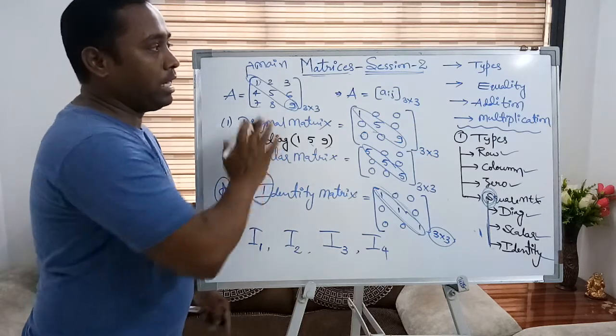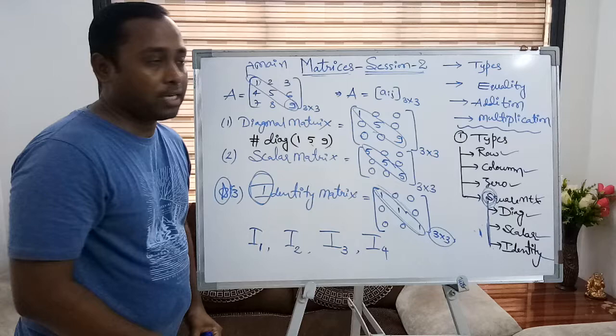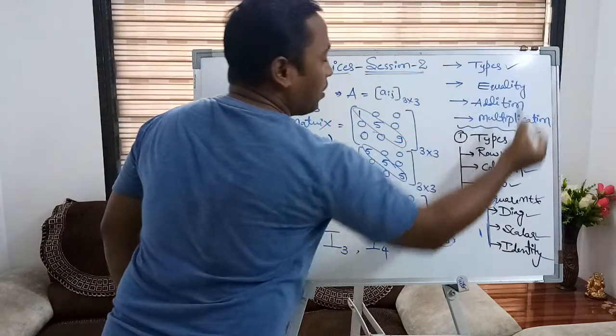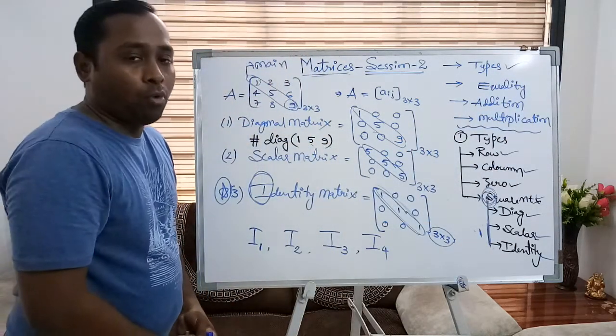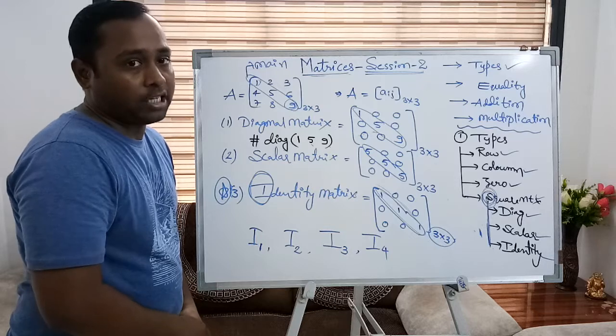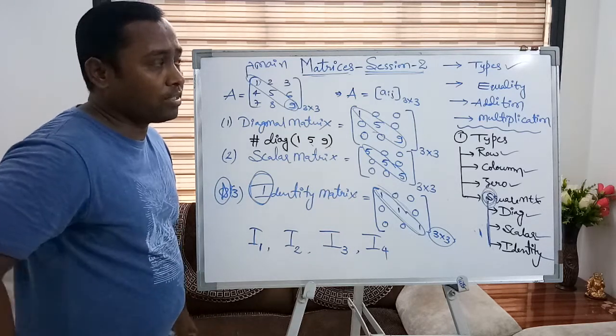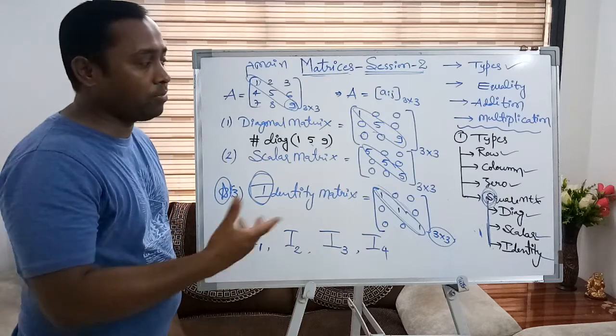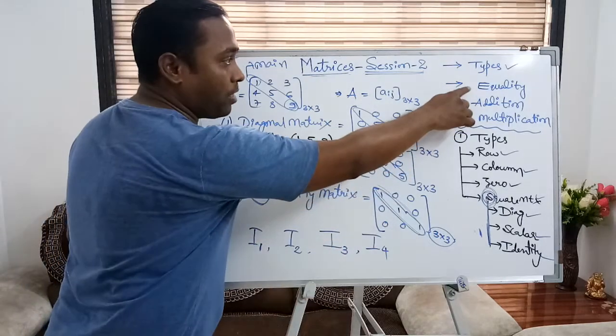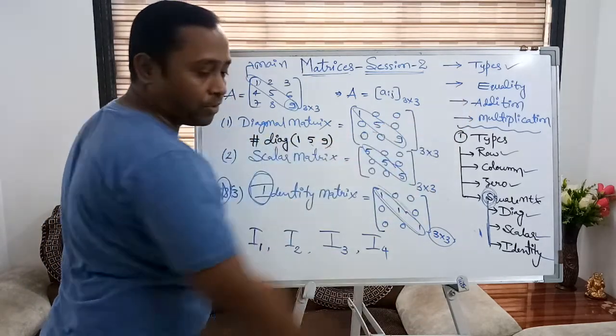So now we have ended the types of matrices. This is done. Now we are moving to the next concept, equality of matrices. It is a very small concept. Let's see what equality of matrices is, and we'll see some sums. From here the numerals will start.